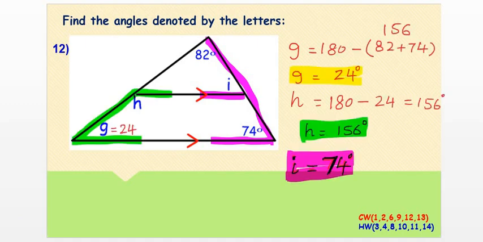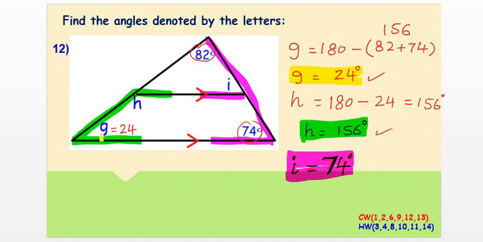So here are the answers for all the three angles. We subtracted the sum of 82 and 74, this angle and this angle, because I took the whole triangle and subtracted from 180, right, to get the value of G. Then G and H, they are co-interior angles. I can have a letter C over here, so I subtracted 24 from 180 to get the value of H. Now to get the value of I, I made this shape of the letter F, and it is giving me the value of I, that is 74.